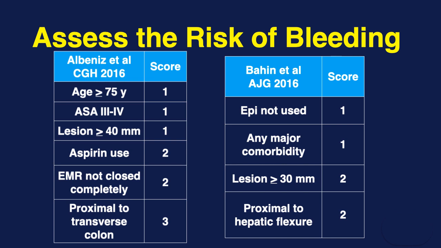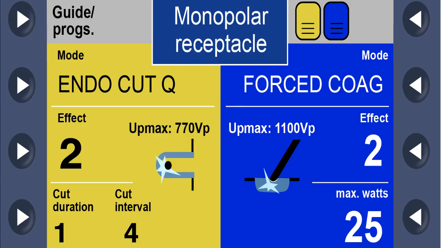In terms of the type of cut, some of us have grown up using forced coagulation, effect 2, 25 watts, and some of the recent endoscopists who had recent training have come up with using endocut Q. Heiko Pohl has done this very beautiful study comparing endocut Q, effect 2, duration 1, interval 4 versus forced coagulation in a randomized control study.